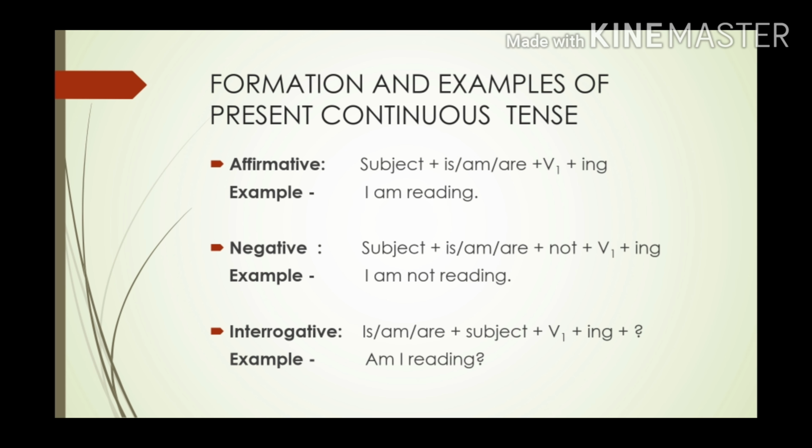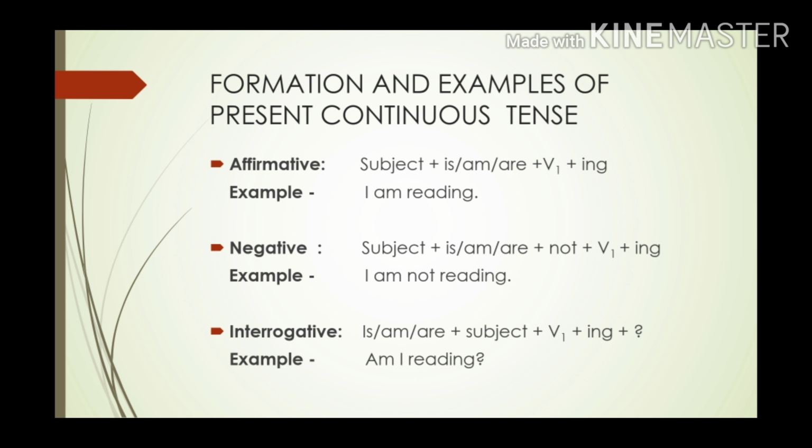In negative sentence, the formula is subject plus is/am/are, not, verb first form, and ing. For example, I am not reading. So here again, I is the subject and am is the helping verb. And to make the sentence negative, we are using not in it. And with read, we are putting ing. So it will become I am not reading.